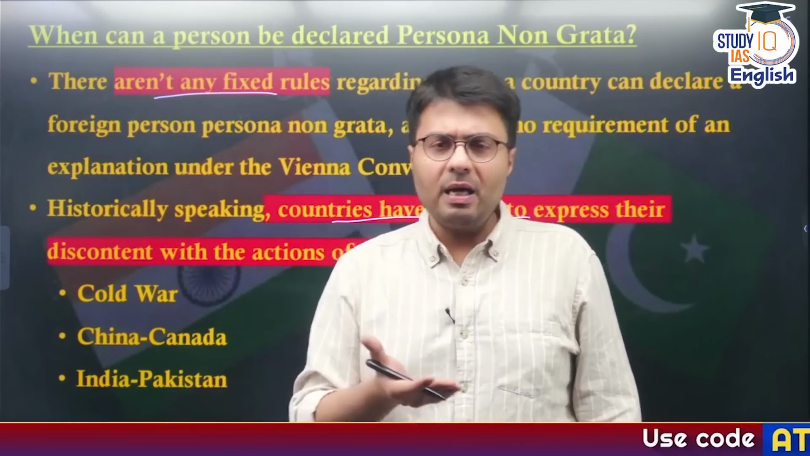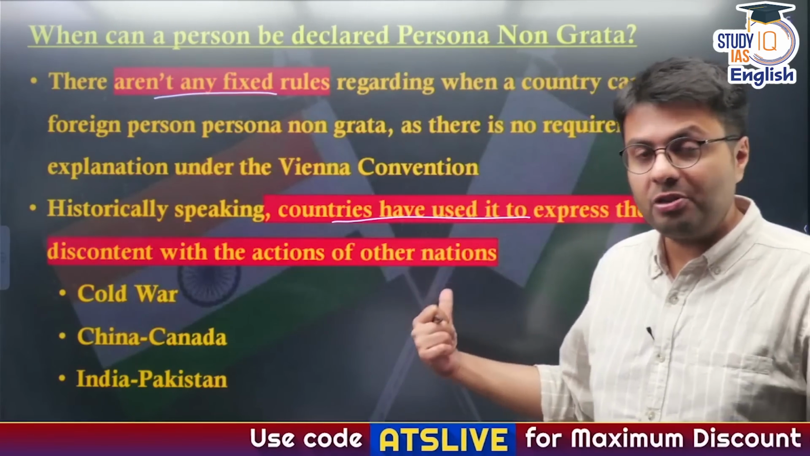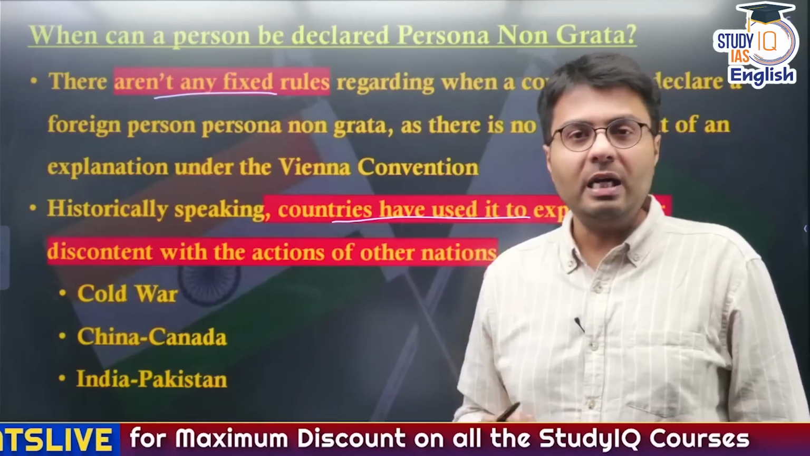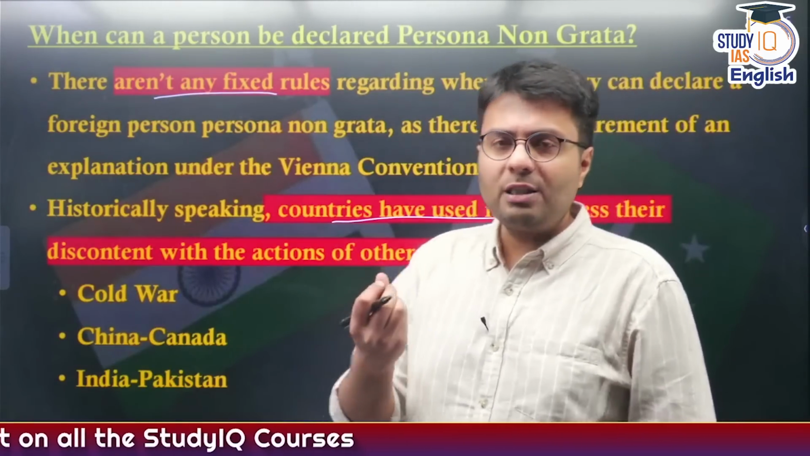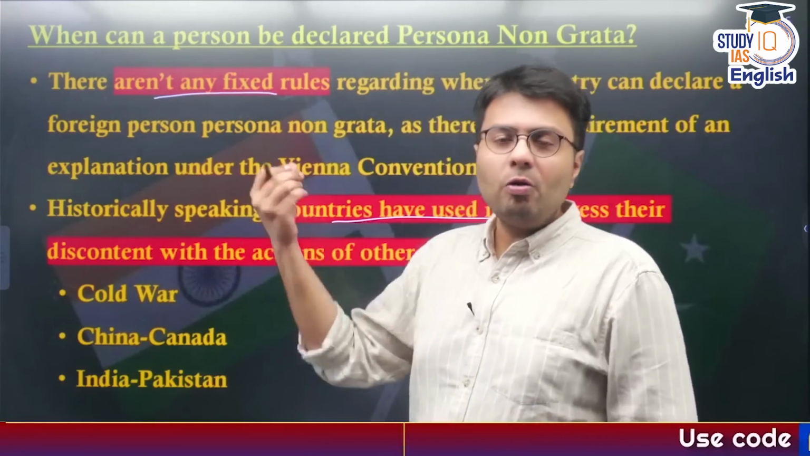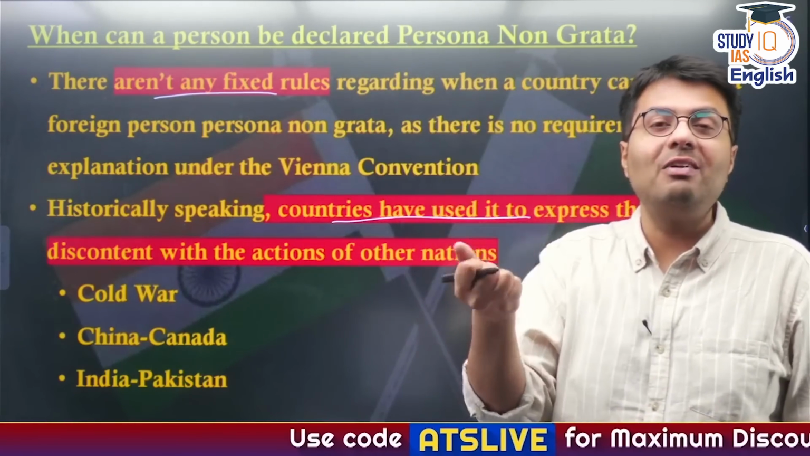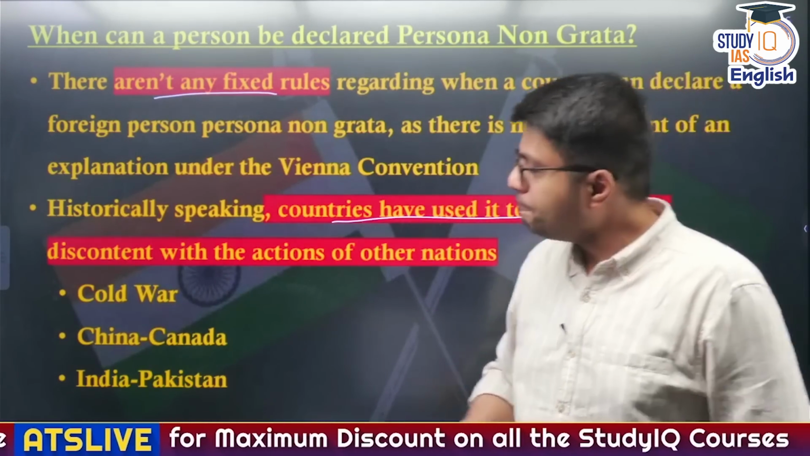Also, historically, India declared a member of the Pakistani High Commission persona non grata on the charges of spying for Pakistan, right? So this is how countries have used it to express discontent with the actions of any foreign nation. So India has also used this to express discontent with Pakistan using terrorism as an instrument to damage India's own national security, right?